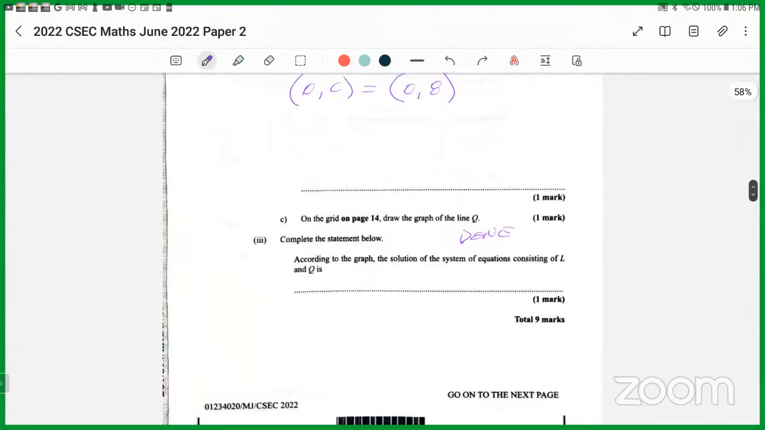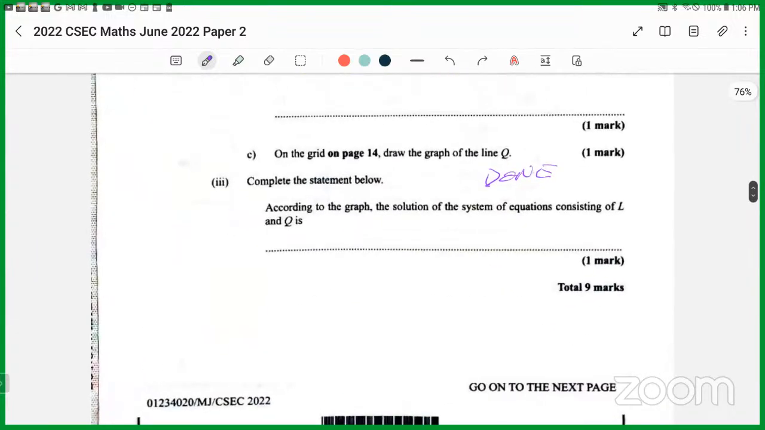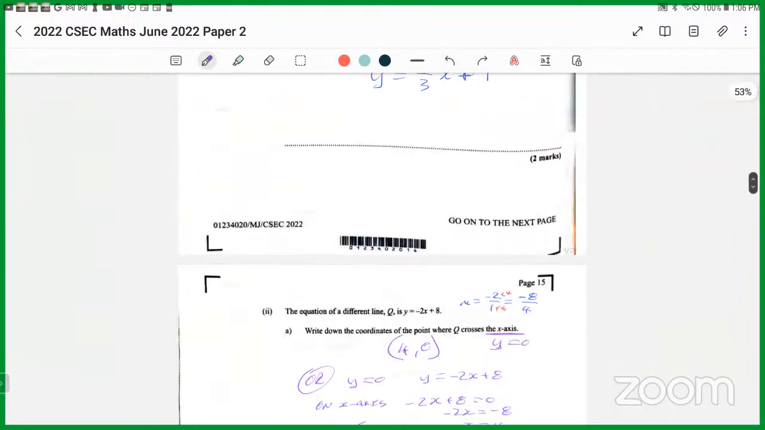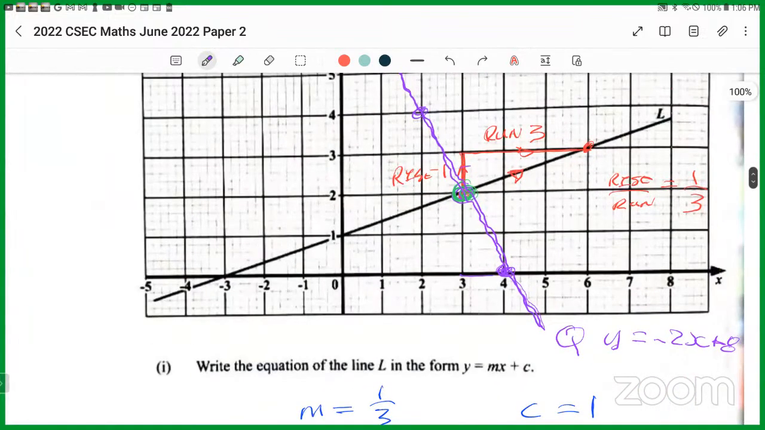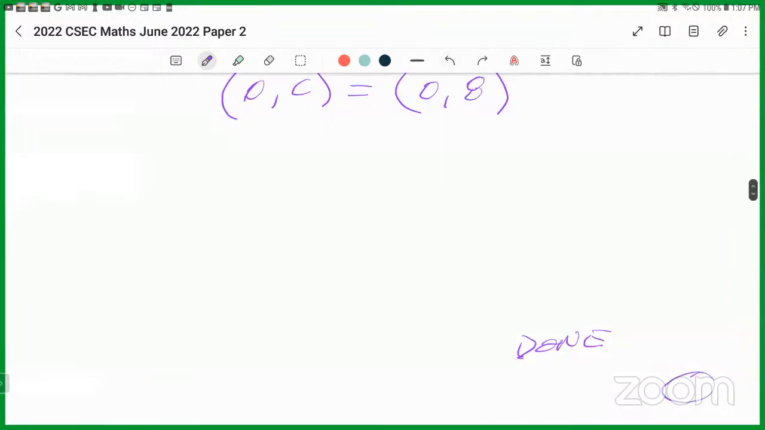And they said, according to the graph, the solution of the system of lines L and Q is a point of intersection. That's what they mean: the solution of the system of equations of lines L and Q. In other words, what is the point that is common to both of them, L and Q? This point that I marked in green is common to both of them. L and Q both pass through that point, so that is the solution point for those two lines. That point is 3, 2. 3 is the x value, 2 is the y value. This point right here. 3, 2.